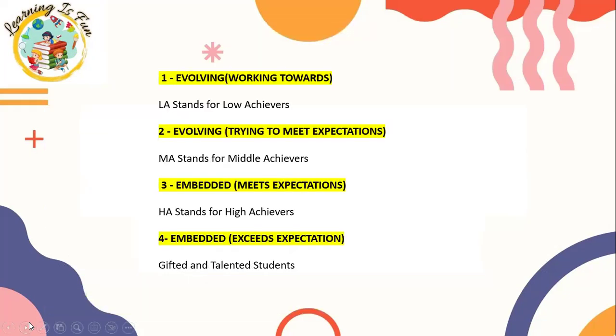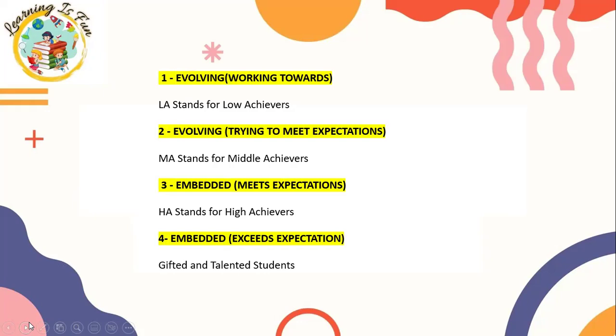See, now I have segregated also. Evolving, working towards, LA stands for low achievers. These are your LA students. And trying to meet expectations, these are your middle achievers. And then embedded, meet expectations, they are your high achievers. HA, they are HA students. Embedded are usually gifted and talented students. You can also call them that, because whatever you are telling them, they are achieving it. They even exceed your expectations.